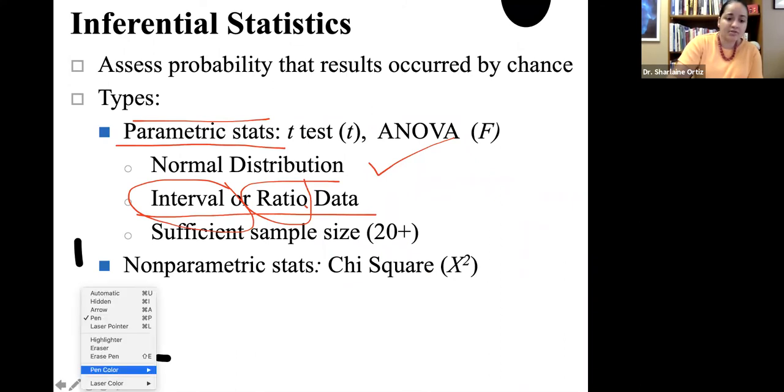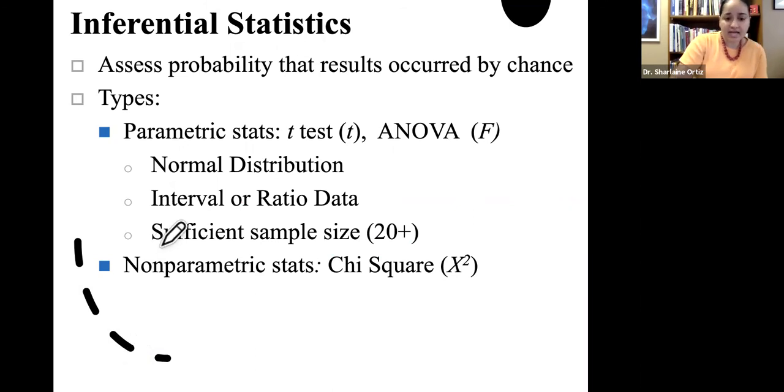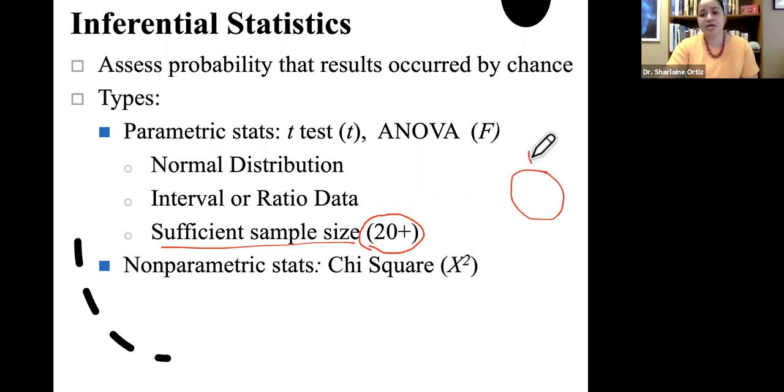Now, another assumption that I would like to address is that the sample size has to be sufficient. And generally, this falls within the realm of 20 plus subjects or participants. So if you remember my sample of Happy College, right? This is the entire population of Happy College. In Happy College, say we have about 2,000 students.